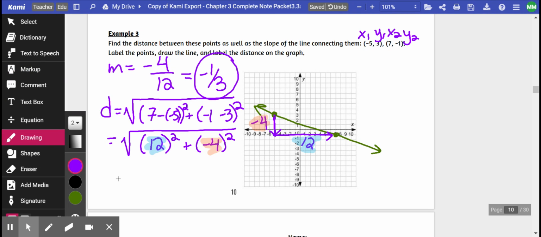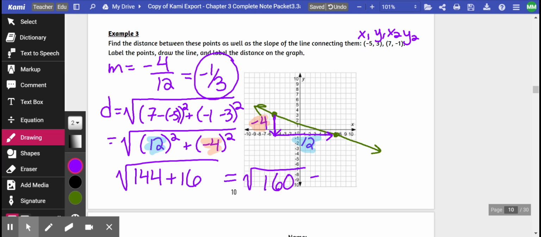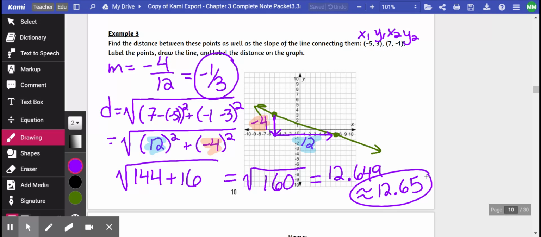Next, you're going to square them. So we have 144 and we have 16. Add them together. Take the square root. We get 12.649. So it's about 12.65 away from each other.